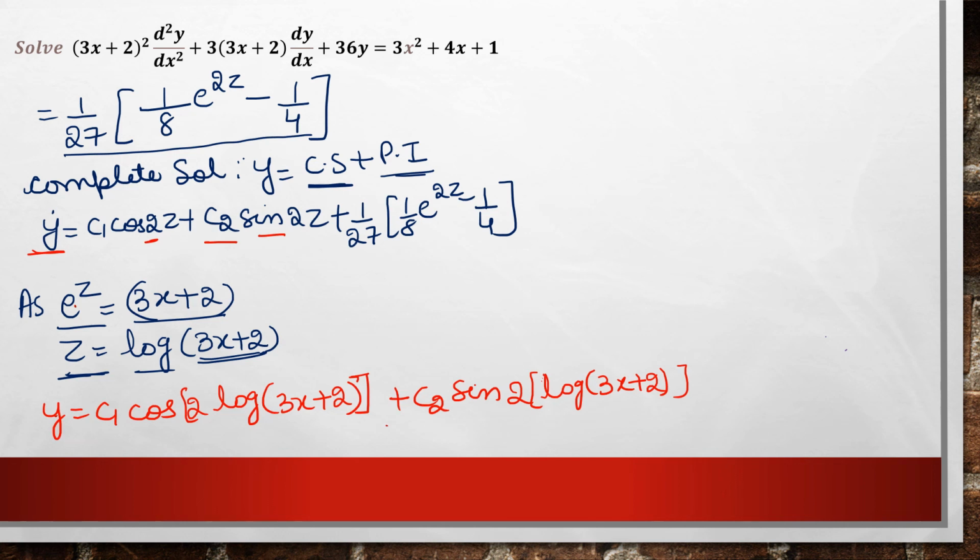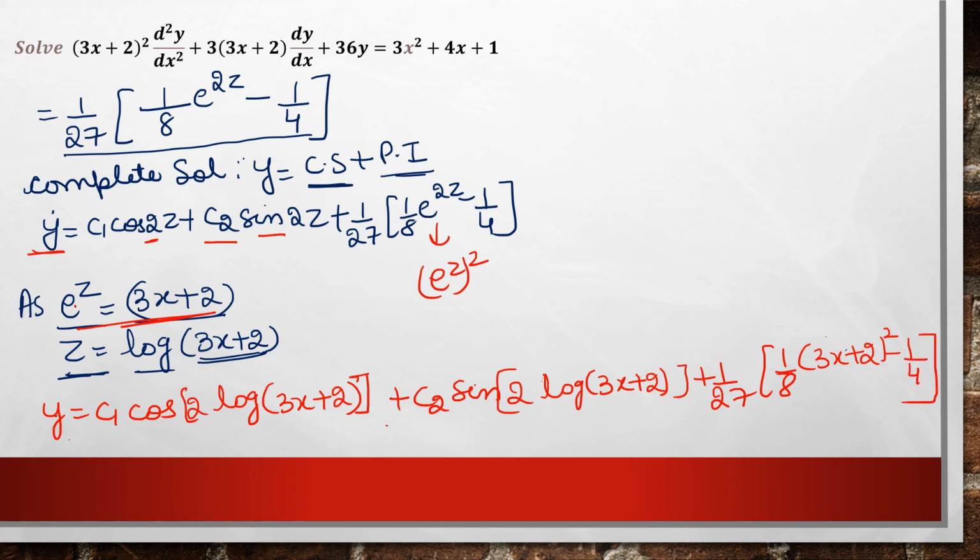Now next, 1 plus 1 over 27, 1 by 8. Now e power z. Class, can I write this as e power z whole square? So this will be, what is e power z? 3x plus 2. So this will be 3x plus 2 whole square minus 1 by 4. Okay, so this is the final solution for the given Legendre's linear differential equation.